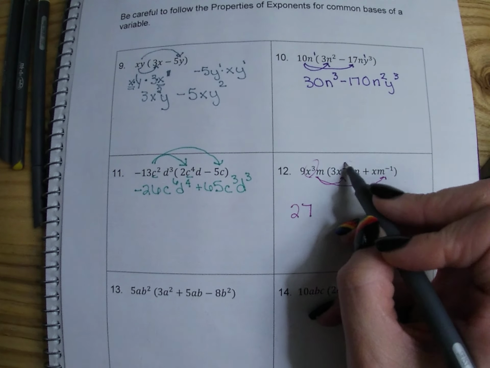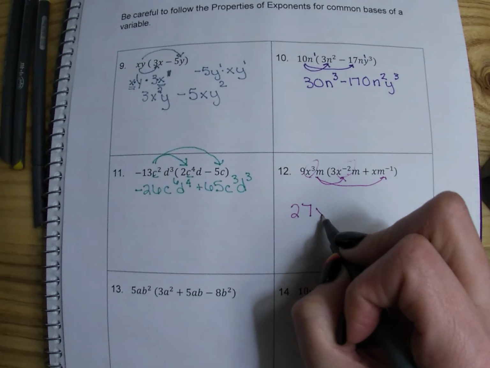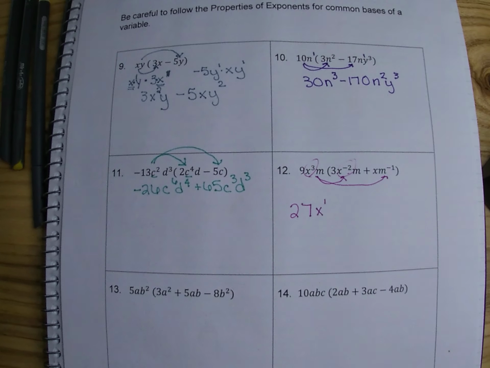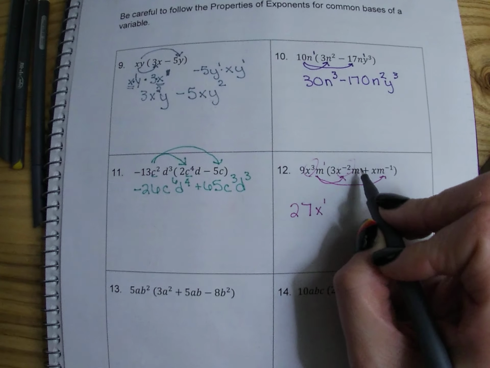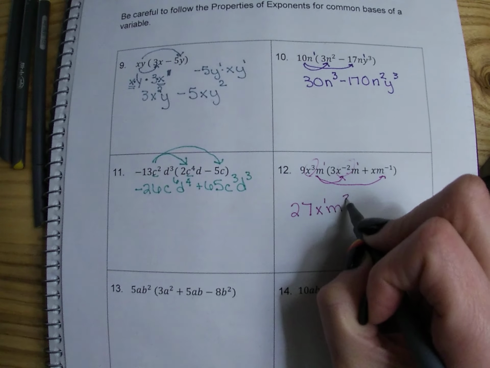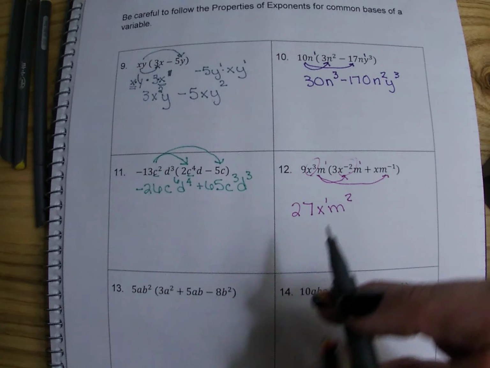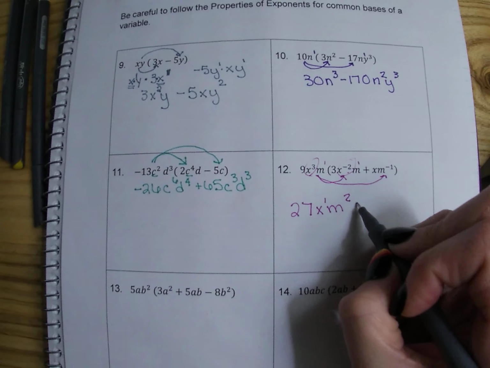Okay, so we have an x to the third times an x to the negative 2, and when we add that, that just gives us an x to the first. So that takes care of the negative for us, right? And then our m's, 1 plus 1 is 2. Then we can distribute to our next piece.